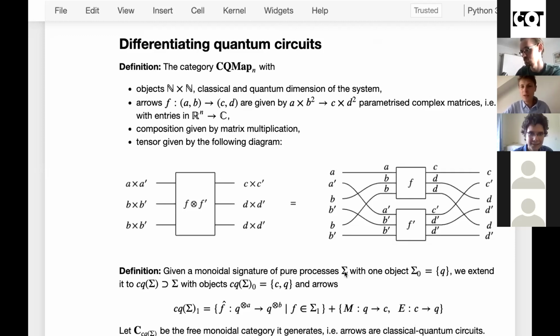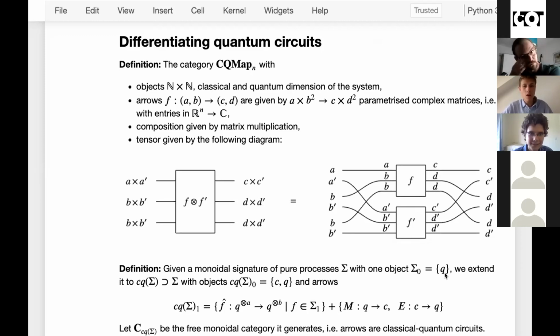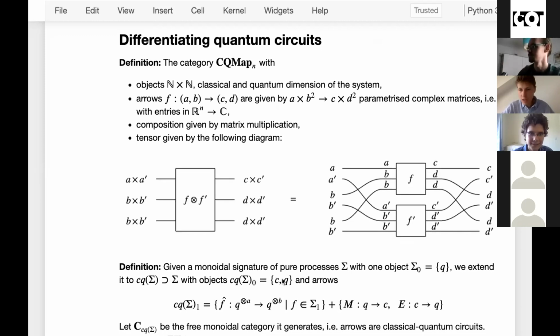So I'm going to start with the signature sigma of pure processes. This could be the ZX calculus, and it's got one object. I'm going to call it Q for qubit. And we extend it to a bigger signature, CQ, classical-quantum of sigma, where now the objects are C for classical and Q for quantum.